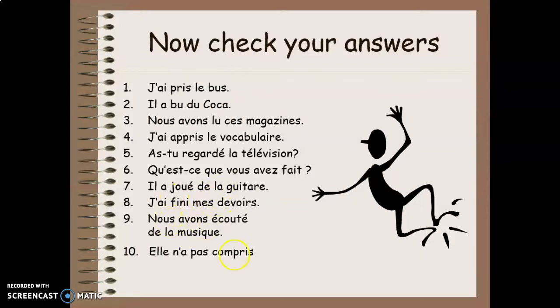Nous avons écouté de la musique. So that's écouter, that's a normal ER verb, that's perfect. And the last one here is the irregular comprendre. So that's compris. Now look again at the negation here. So it's N apostrophe because you can't have the NE, you can't have two vowels clashing there. It's followed by the pas, always the pas, and then it's the compris, the verb. So that's just important there.